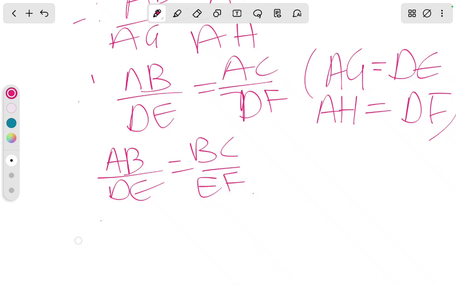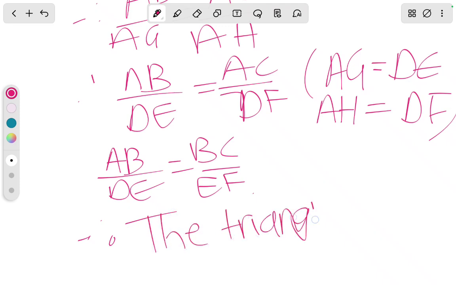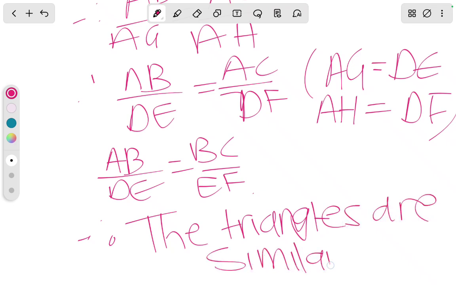Therefore, other triangles are similar. So that's how we prove.